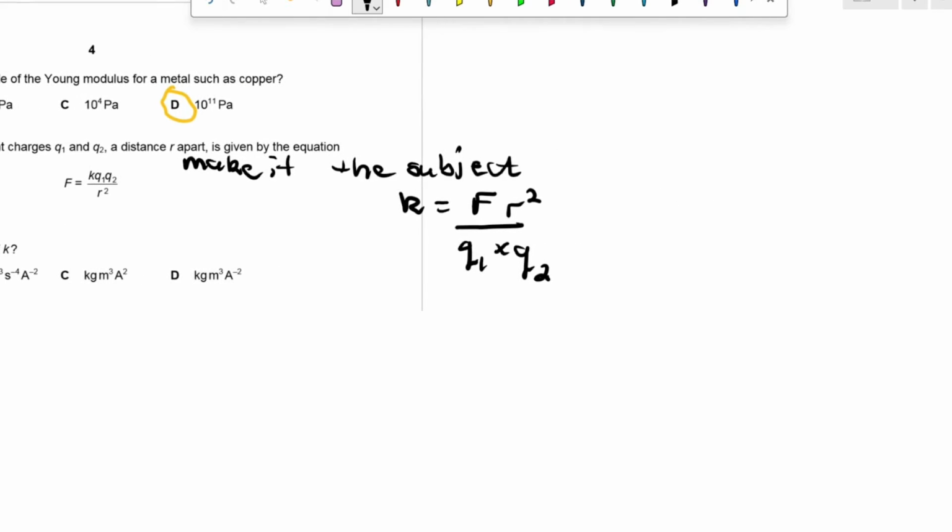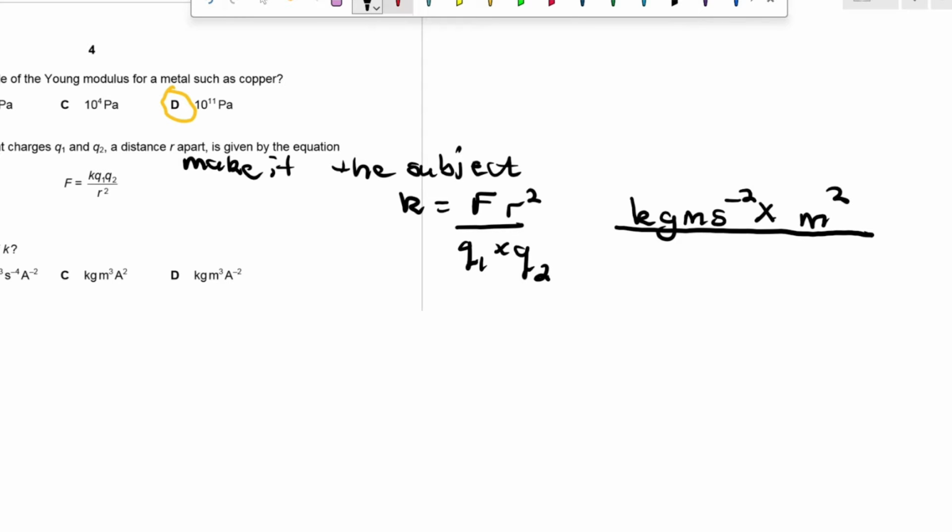So what are we going to do? Do we know the SI base units of F? We do. The SI base units of F are kg m s to the power of -2. Do we know the SI base units of r? We do, right? It's a meter, so it's going to be m squared. Do you know the SI base units of Q?